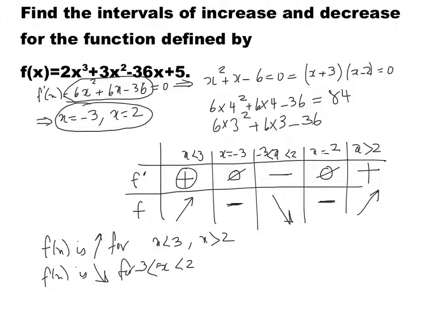Just look at the table here. You can see that the function is increasing, then it becomes horizontal, then goes down, becomes horizontal, goes up. So this means that at this point, x equal to negative 3, the function is maximal, and at x equal to 2, the function is minimal.